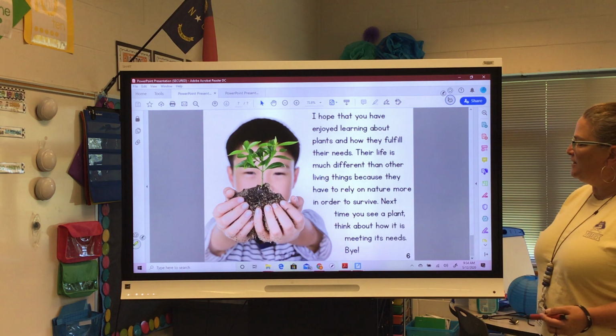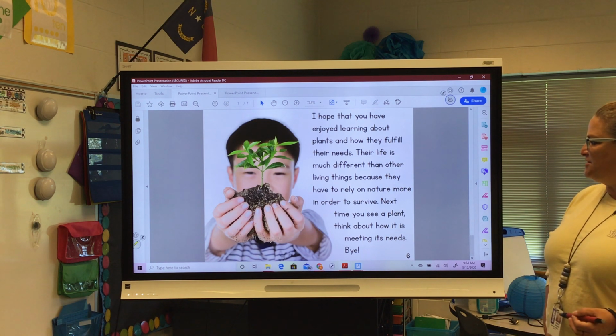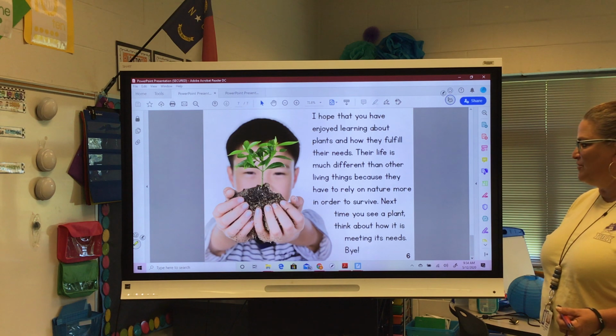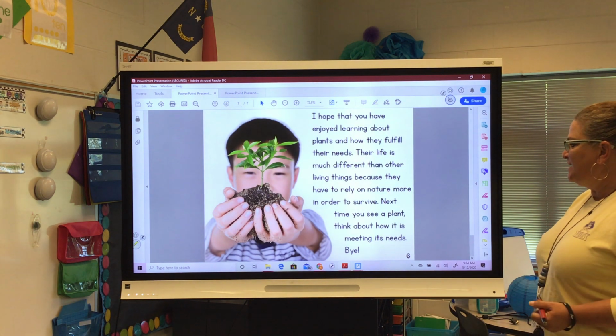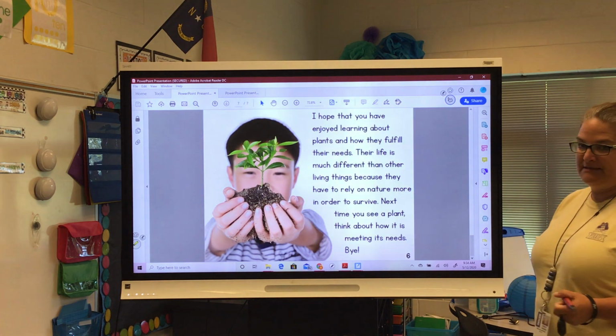I hope that you have enjoyed learning about plants and how they fulfill their needs. Their life is much different than other living things because they have to rely on nature more in order to survive. Next time you see a plant, think about how it is meeting its needs.